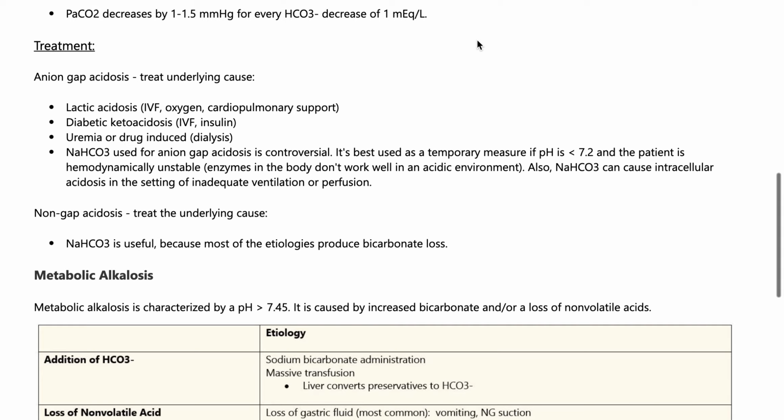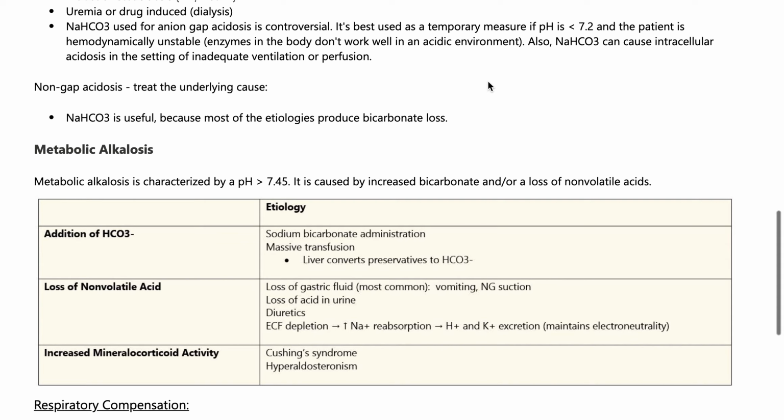Enzymes in the body don't work well in an acidic environment. So again, this is a temporary fix to facilitate enzymatic function until you can treat the true underlying cause. Also, sodium bicarb can cause intracellular acidosis in the setting of inadequate ventilation or perfusion. Regarding non-gap acidosis, you also treat the underlying cause. Sodium bicarb is useful because most of the etiologies produce bicarb loss. So that's the difference between gap and non-gap. So non-gap, your sodium bicarb is actually the go-to treatment.